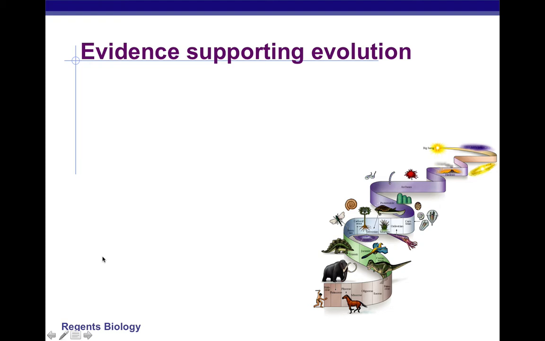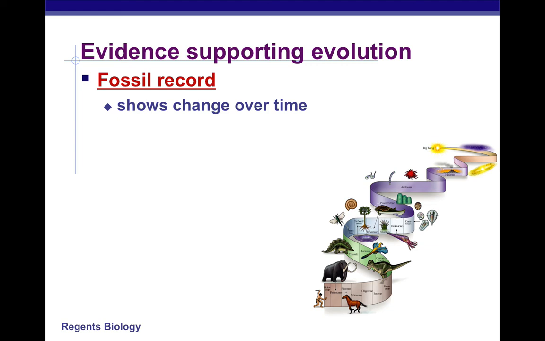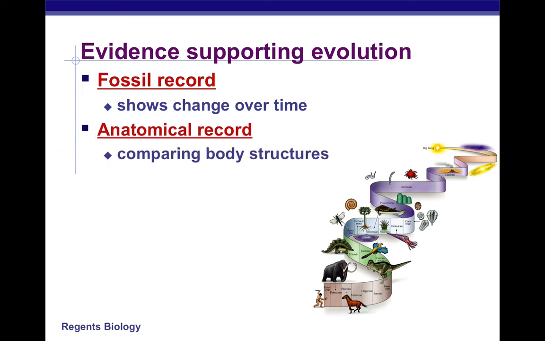So the pieces of evidence that support evolution include the fossil record, which shows change over time, that it wasn't just a sudden change in these organisms to make them what they look like currently, but more of a gradual change, little changes over the course of thousands, millions of years. We're also going to look at the anatomical record, which includes comparing body structures.